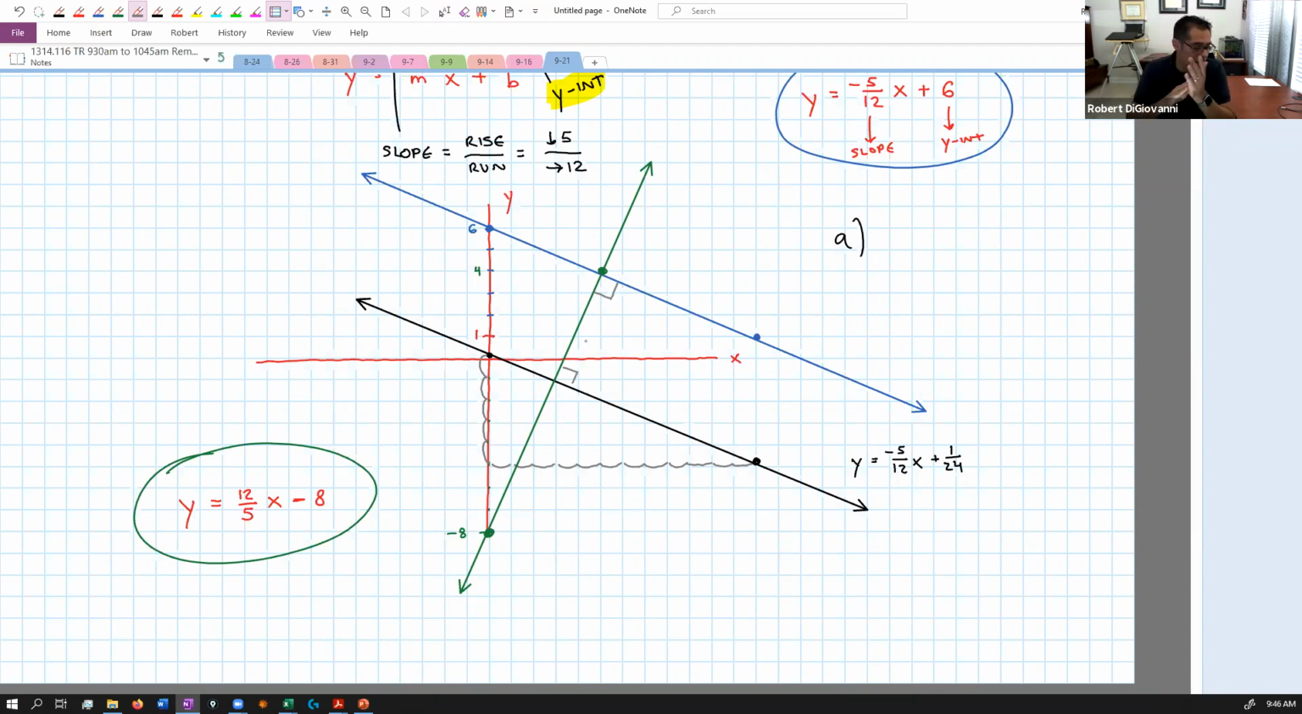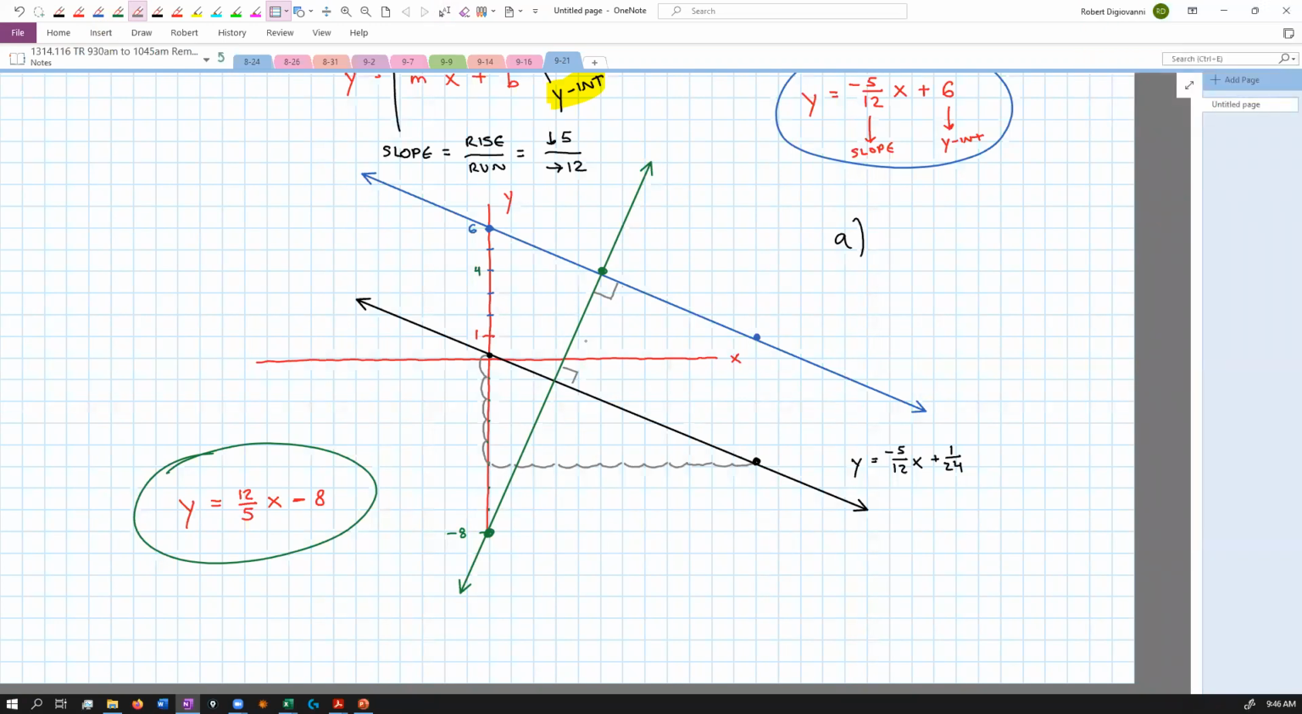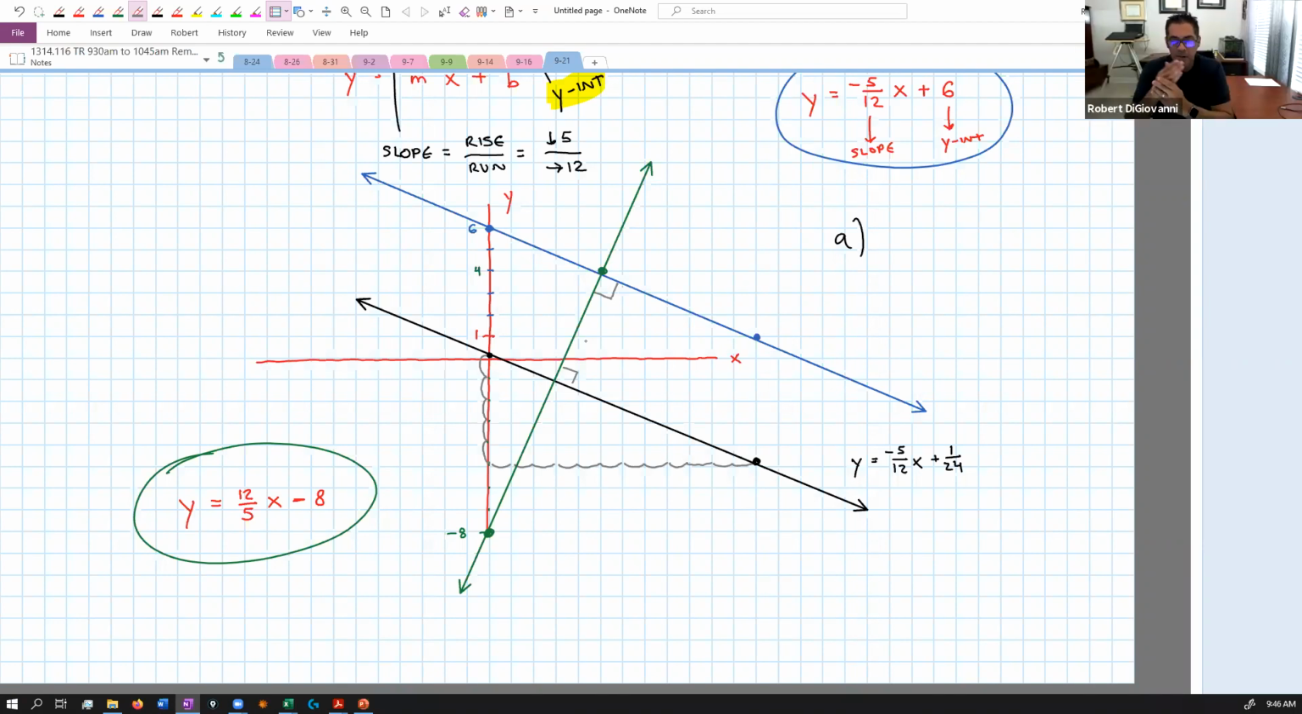Does that clear things up, Emily? Yes, it does. I will say I did the other equation first, so I didn't get as far as this equation. Yeah, okay. Any other questions on this concept?